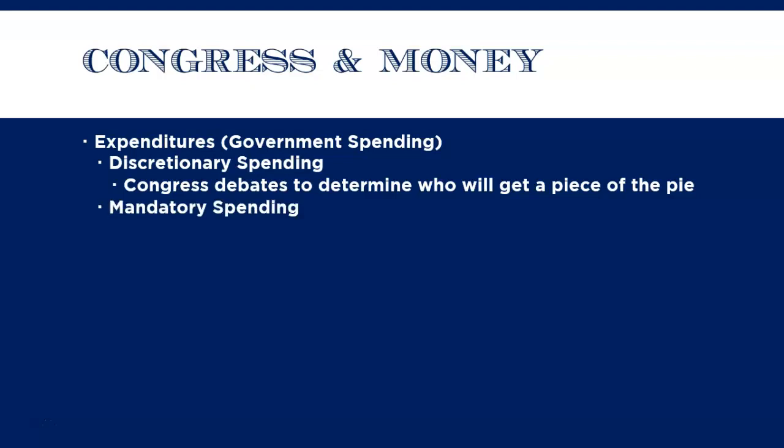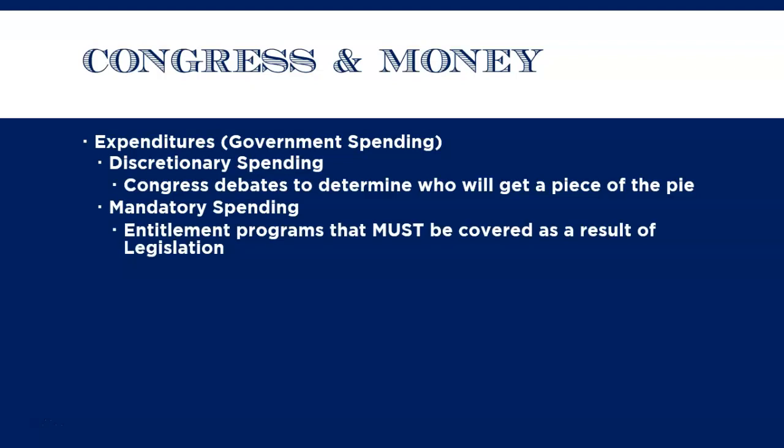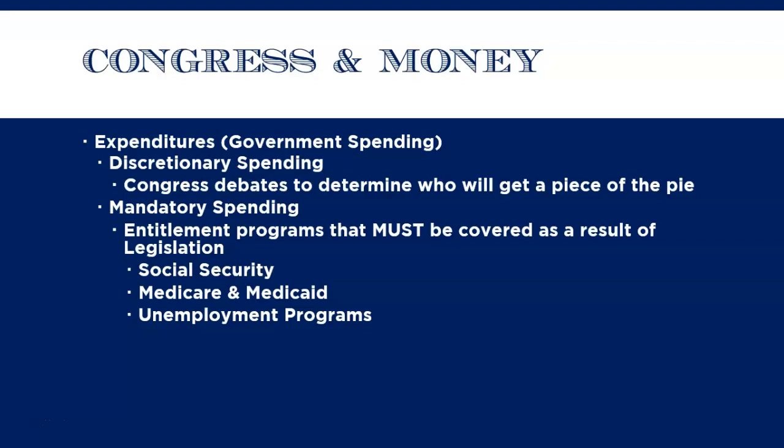And then you have mandatory spending. These are certain things, entitlement programs that must be covered as a result of legislation. So there are laws that are passed that require that they must spend a certain amount of money to be able to fulfill the letter of the law of those prior bills. So it's legislation that requires that money to be spent. Certain things like Social Security, Medicare and Medicaid, unemployment programs. So those things require that a certain amount of money be provided for that. So they have to spend that money.